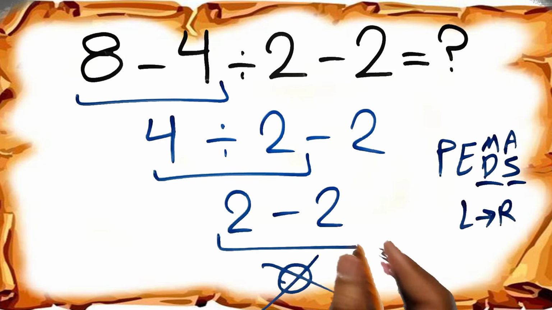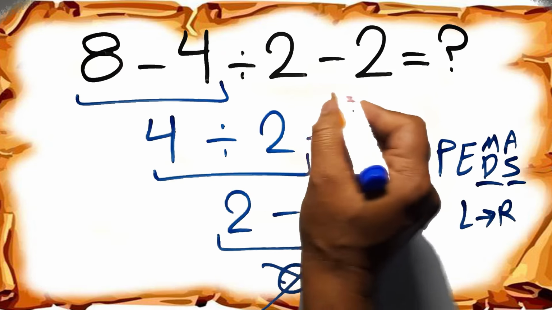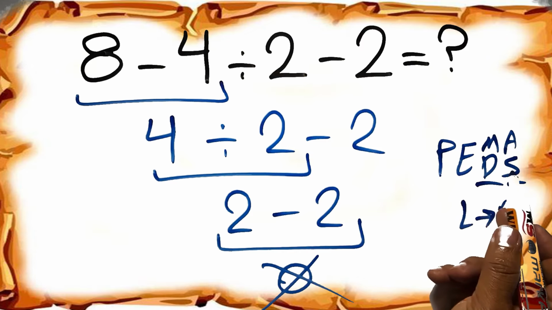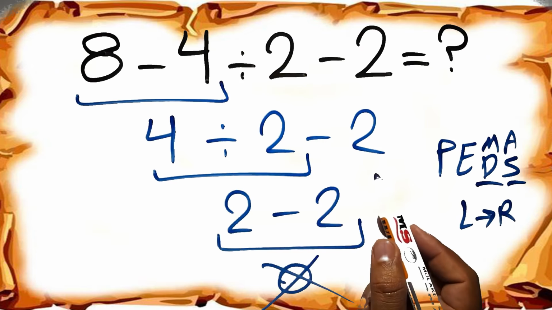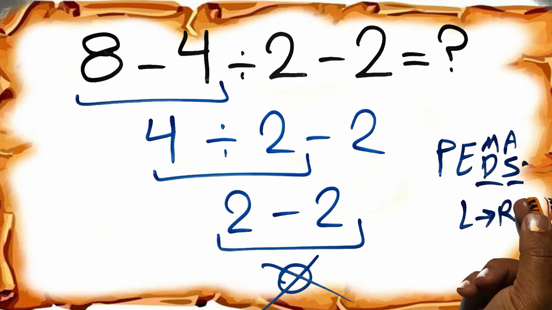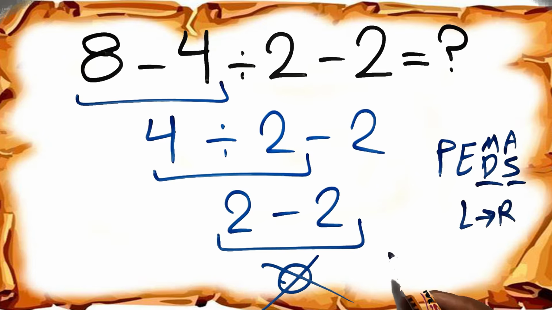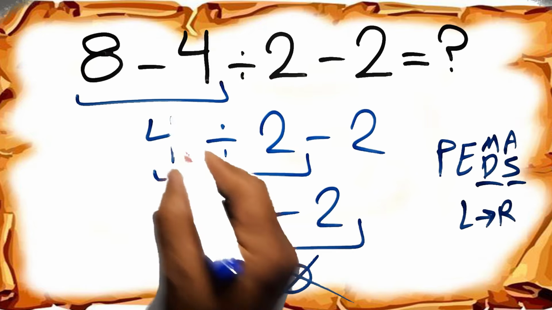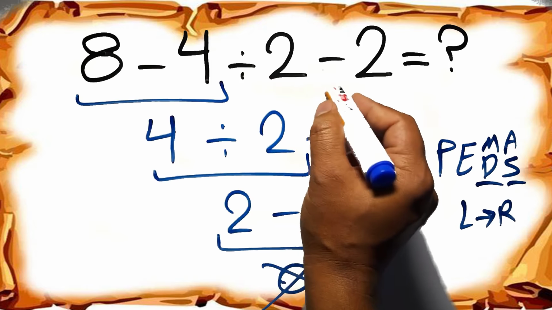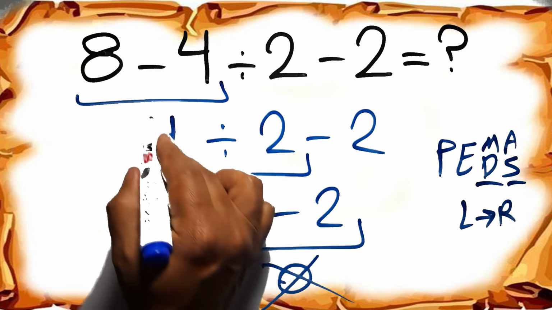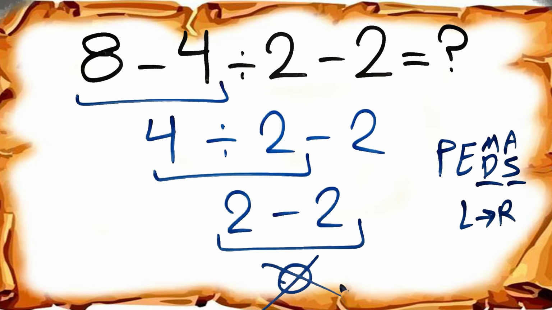In this expression, we have 2 subtractions and 1 division. According to the PEMDAS, division has higher priority than subtraction, because division comes before subtraction. Okay? So here, first we have to do this division, then this subtraction, and finally this subtraction. Okay? If we do this subtraction before this division or this subtraction, it is wrong.